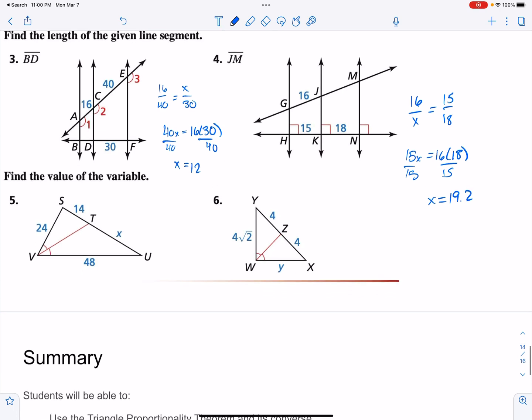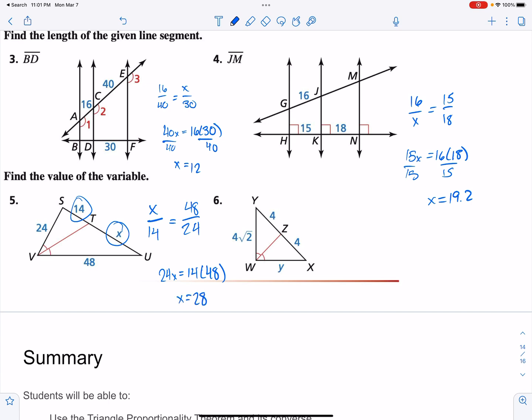Okay, this one, again, the setup is side bisected over side bisected. Now, it doesn't really matter which one. I like x on the top left, so I'm going to put x over 14. So when I do that, I'm going to put 48 on top on the other side and 24 on bottom. So again, I do my cross products. I get 24x is equal to 14 times 48. Again, you can simplify along the way. I'm just going to punch it in really quick. So 14 times 48 divided by 24, and I get x is equal to 28.